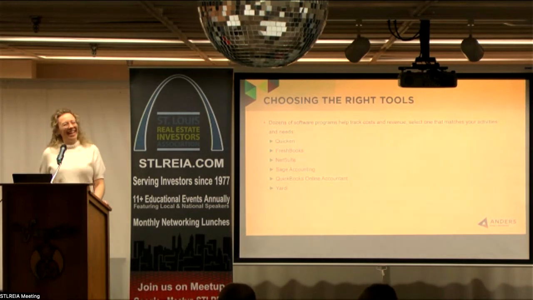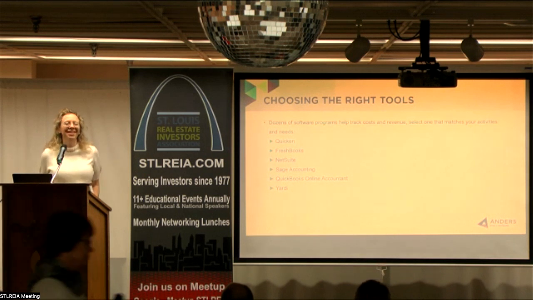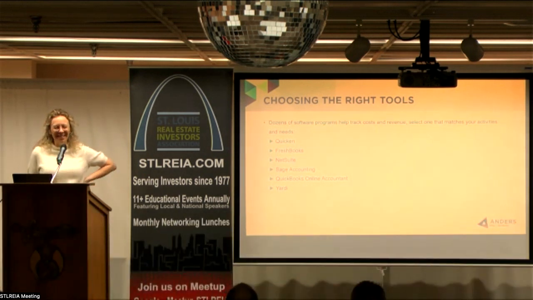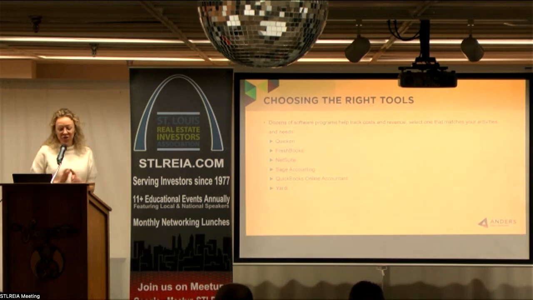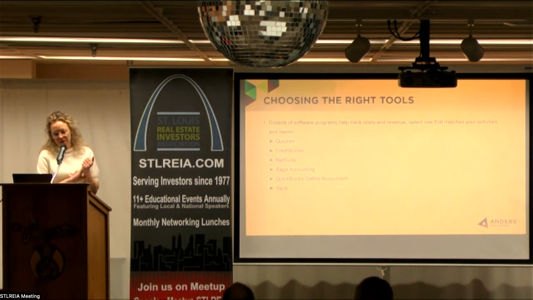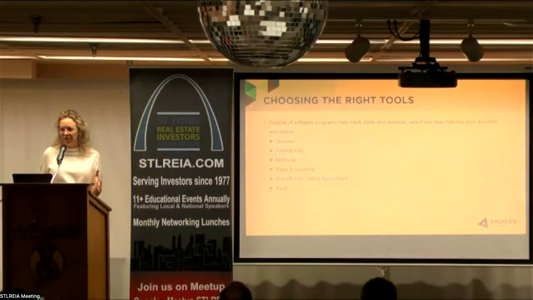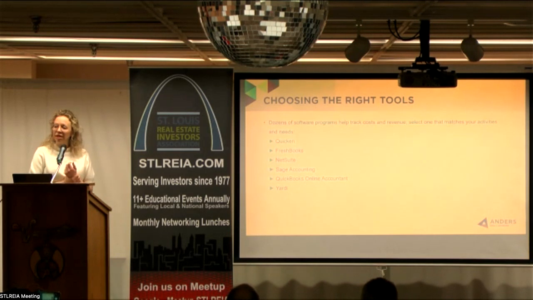Again, it's funny because the two I see most often I put at the bottom. So: Quicken, FreshBooks, NetSuite, Sage Accounting, QuickBooks Online Accountant, which QuickBooks Online has a lot of different options, and then Yardi is the very last one.